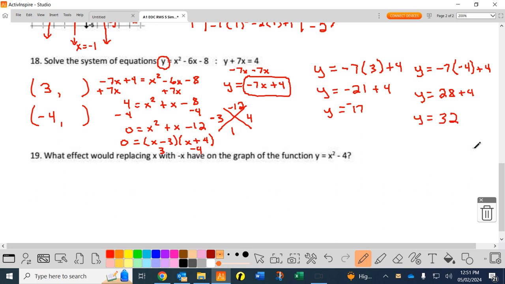Okay. Put our answers over here. For the 3, when we plugged it in, we got negative 17. And for the negative 4, when we plugged it in, we got 32. Those are the 2 points where these two graphs are going to cross. Remember, this is a parabola crossing a linear equation, so it's going to cross it like that. It's going to hit in 2 places. Those are the 2 points where it crosses.